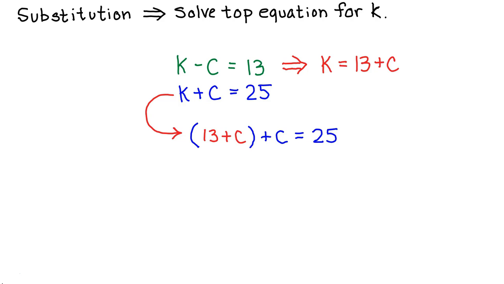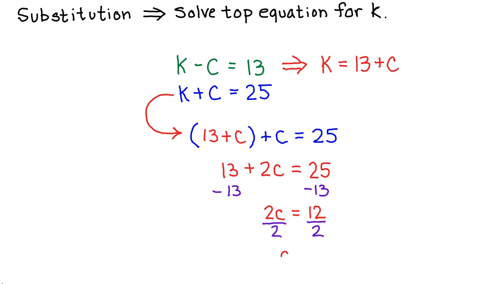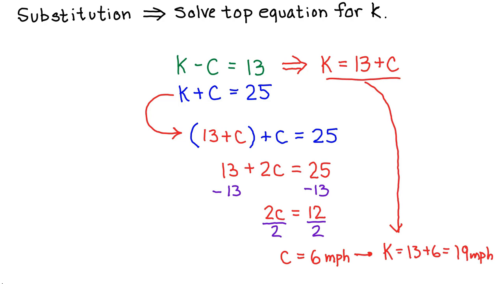So simplifying the left-hand side, you would end up with 13 plus 2c equals 25. You would then subtract 13 from both sides to get that 2c equals 12. And then dividing both sides by 2, you would get c equals 6 miles per hour. And going back to this equation that you got whenever you solved for k, you can now substitute the 6 miles per hour back in, and 13 plus 6 is 19 miles per hour. That's the value of k.